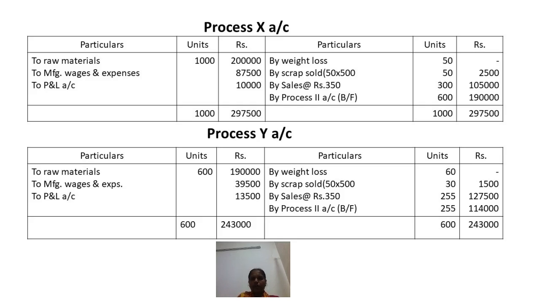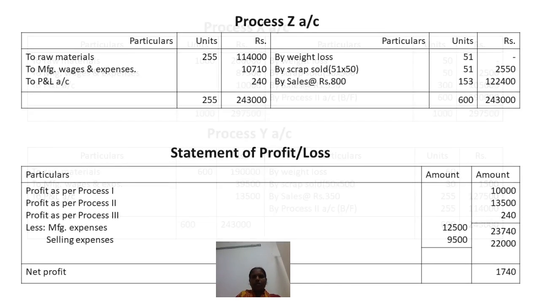Then we have to find out how much is taken to the next account, that is the second process account. So here we get under scrap 1,500, under sales 1,27,500, and the rest is 1,14,300. Then this account gets closed. Then next we have to open the next account, that is process Z account.